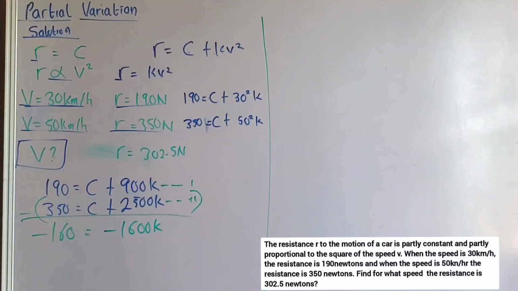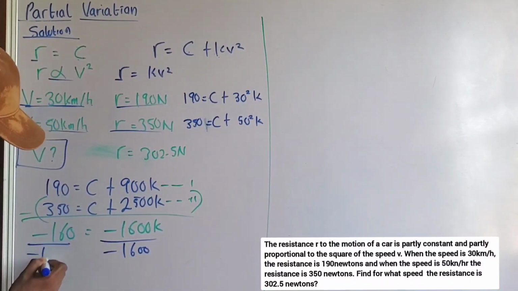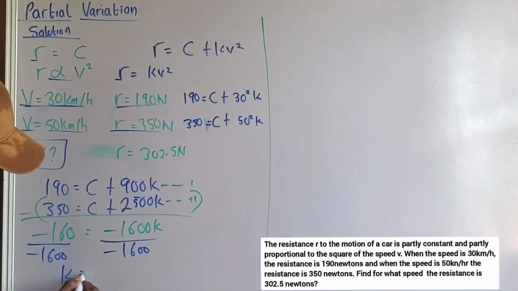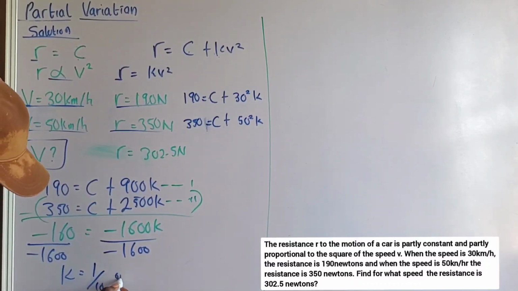Okay, so to get the value of k, the next step is that you have to divide both sides by 1600. So I'm going to have this over negative 1600 and this over negative 1600. So the value of k here equals 160 divided by 1600, that will give us 0.1. Do you understand? You might leave your answer as a fraction, but you can just make use of 0.1, because if you want to leave your answer in fraction, you're going to have 1 over 10. So you can leave your answer as 1 over 10 or 0.1.